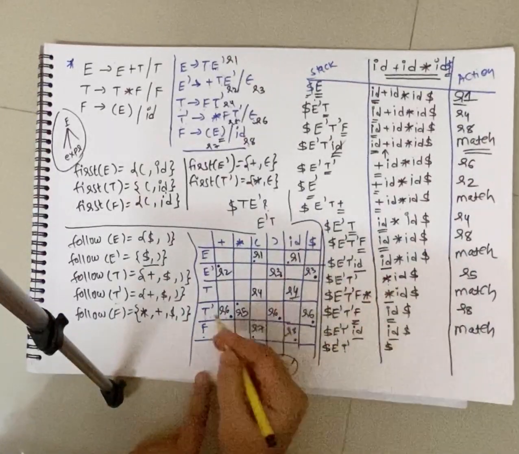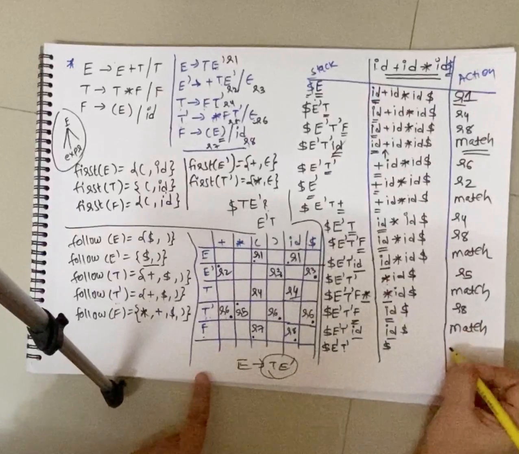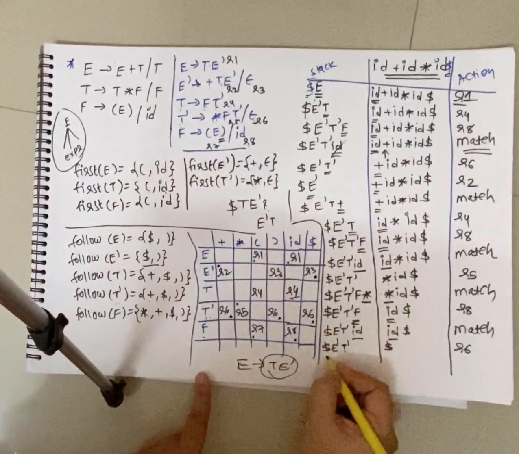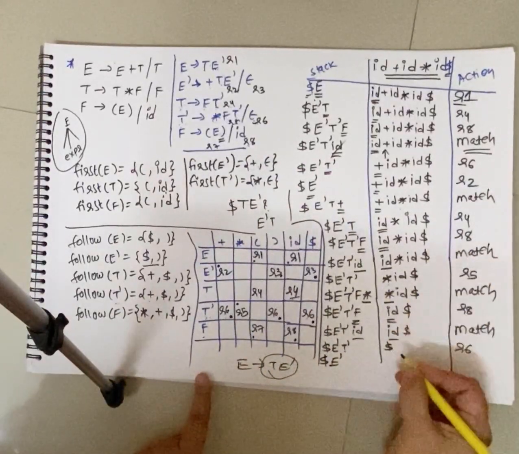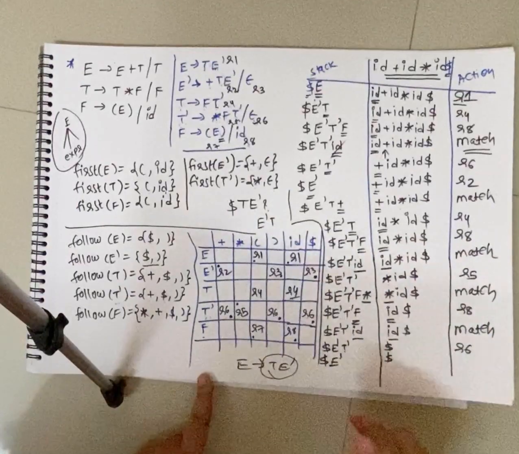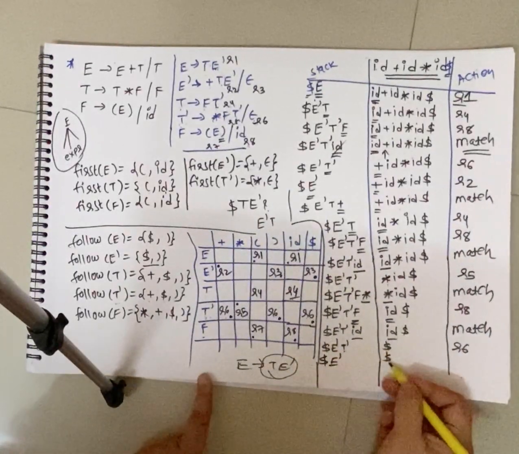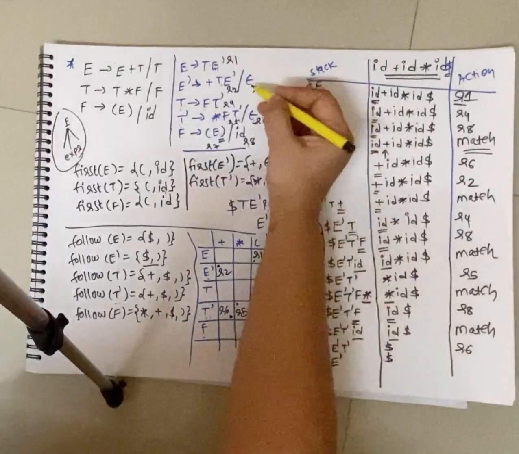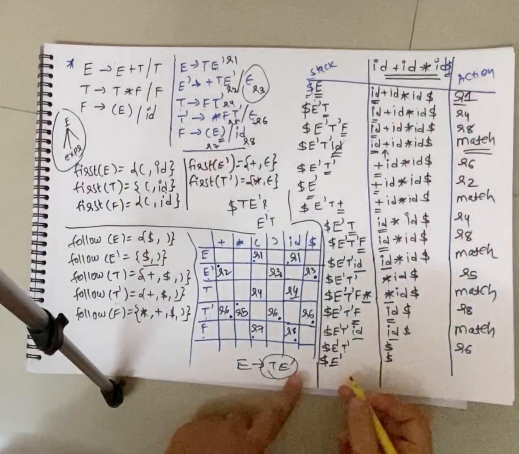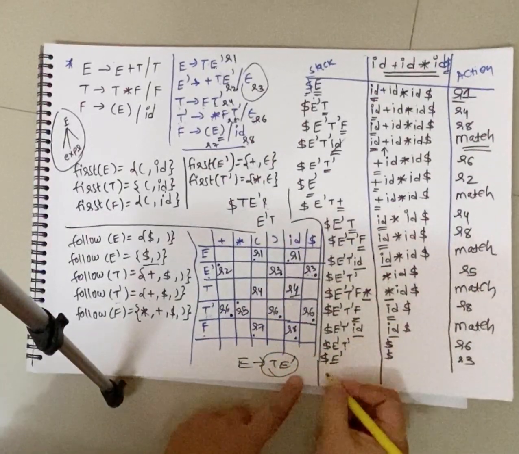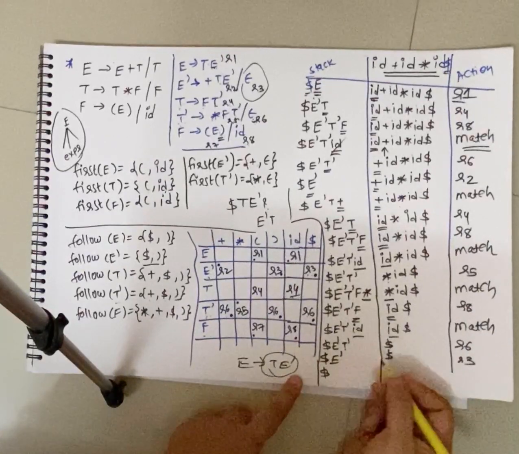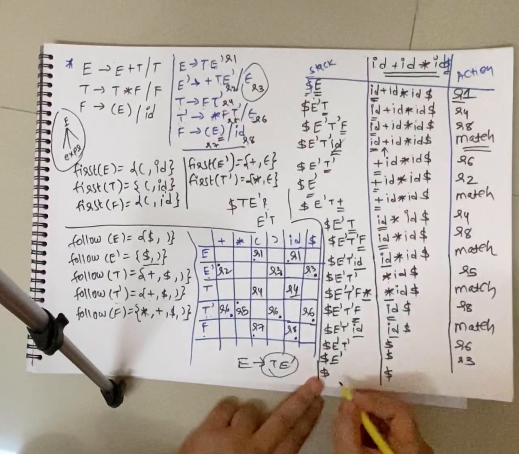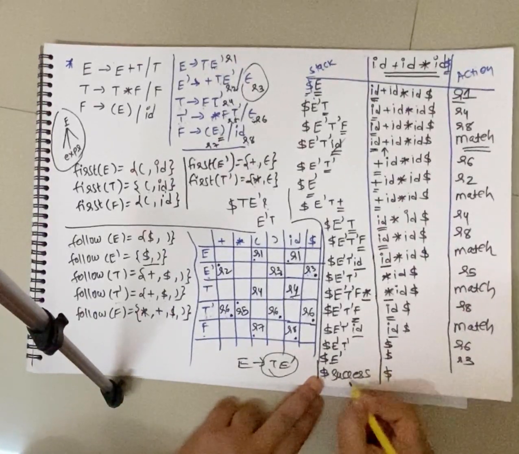Now T dash dollar. If you observe T dash and dollar, it is R6. What is R6? R6 says T dash should be popped, epsilon should be pushed. Means nothing. E dash, T dash is pushed, and T dash is popped and nothing is pushed. Nothing means epsilon. Now E dash and dollar. If you observe E dash and dollar, it is R3. What is R3? R3 again says epsilon, means E dash derives epsilon. So what you have to do? E dash is popped and nothing is going to be pushed. So dollar, dollar. You have nothing over here. So this is declared as success.